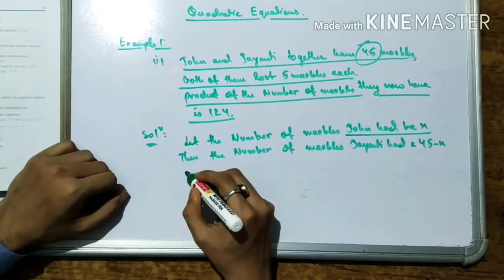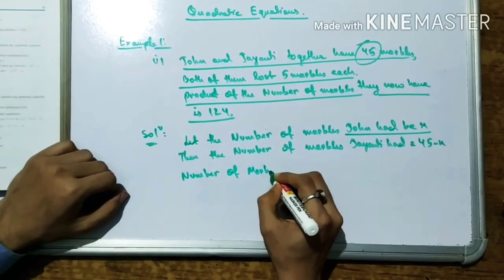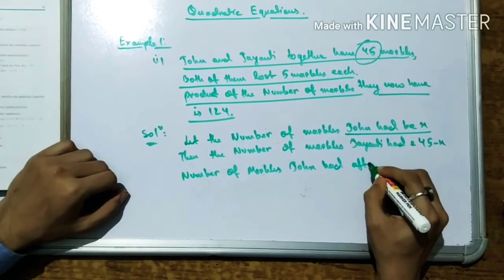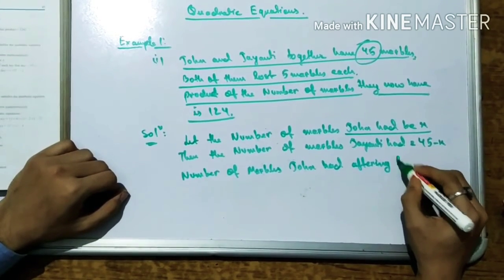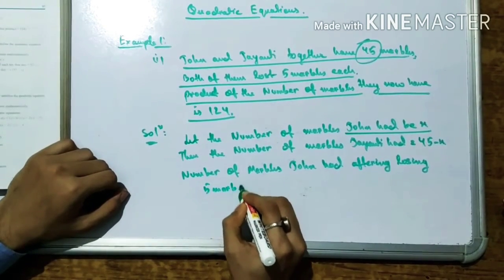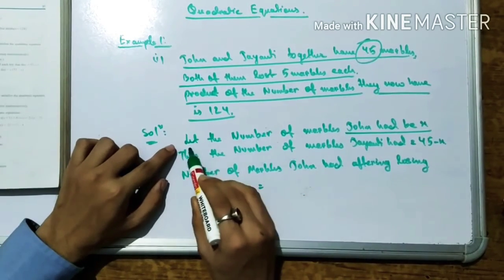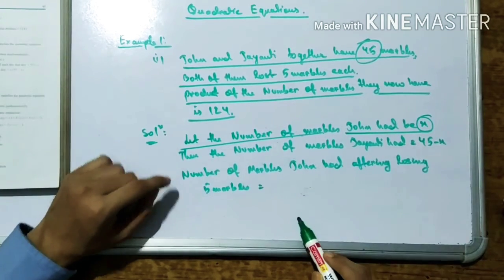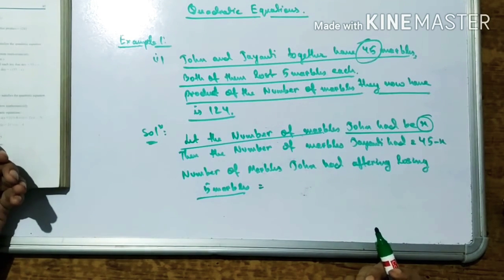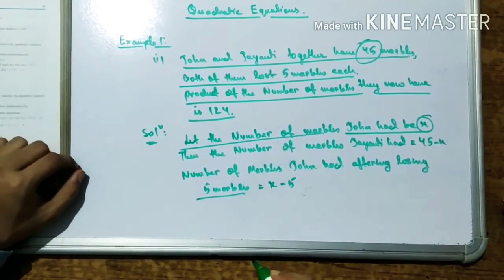Yes. So next I will write number of marbles John had after losing 5 marbles, it will be equals to... number of marbles John had I have taken as x, and after that he lost 5 marbles. So now how many marbles does John have? Now number of marbles John had will be equals to x minus 5.